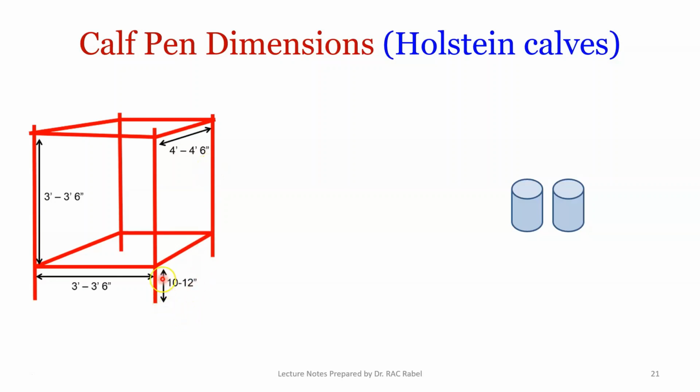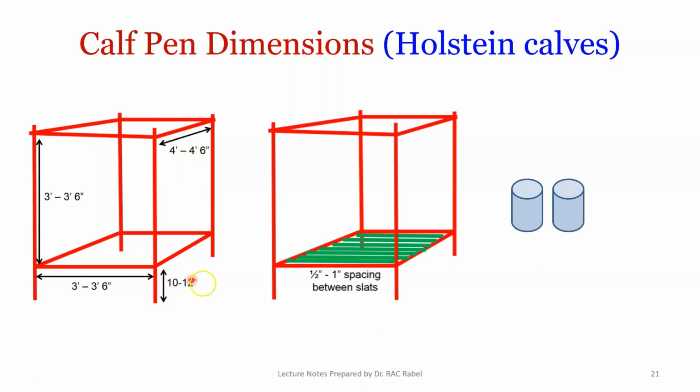And something very important is that it has to be raised 10 to 12 inches above the level of the ground so that you can easily have access to the underneath of the calf pen. You can pass a mammoty or udalla or a shovel and remove the dung. You can easily wash away the urine with a hose with water, right?